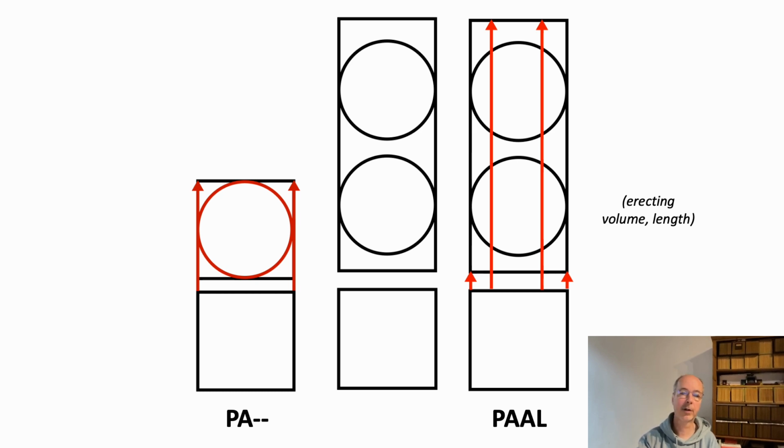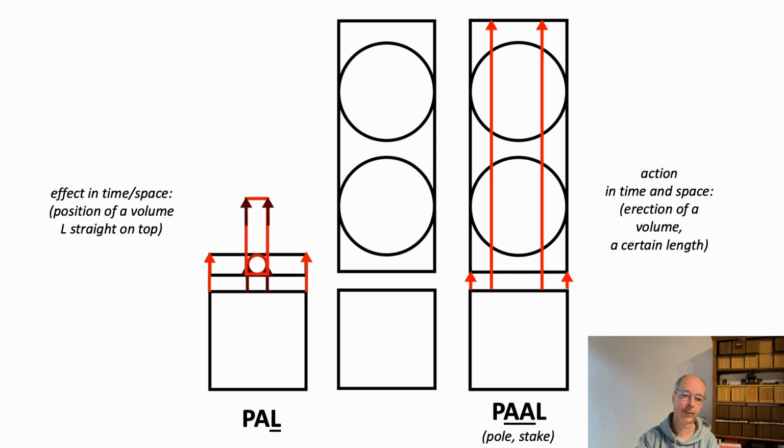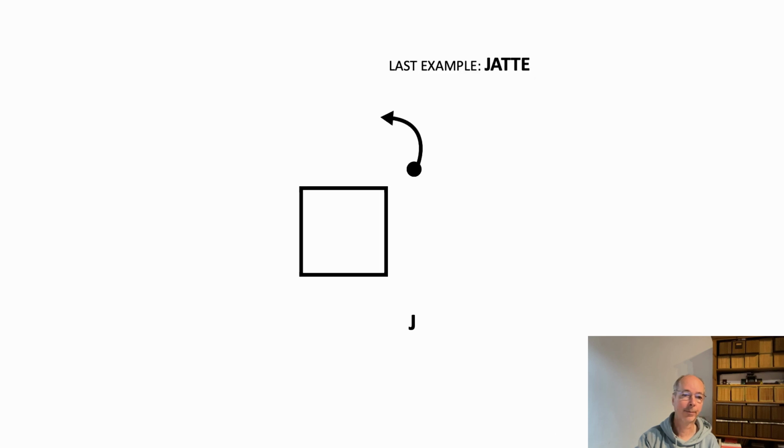Region of, with a long A, is a bit different. The paal of pole is more about erecting with a certain volume and a certain length, so it fits with the word paal. Compared to paal is only something which is straight on top. The form itself, both forms are more or less the same, but the size is different, and the connection between the start points is also different, and that makes the difference in meaning.